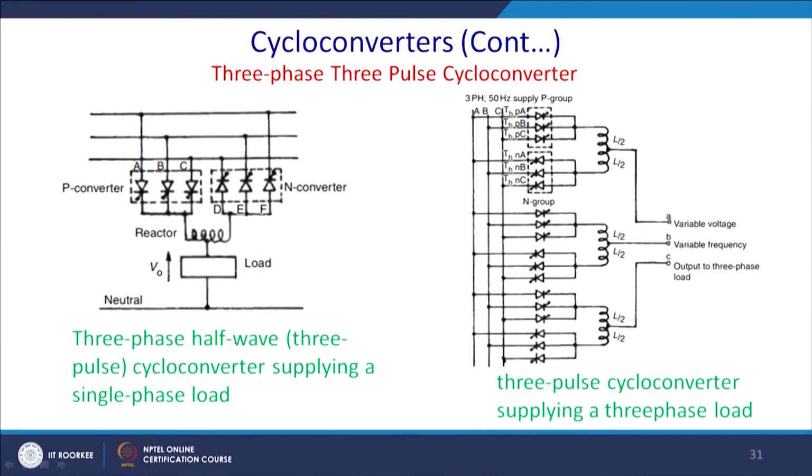Now, this can be extended to 3 phase. This will be discussed in our next class. This is the combination of thyristors that can be used for the 3 phase half wave cycloconverter. This is a complex circuit, and the explanation requires time, so for this reason we are postponing our discussion to our next class.